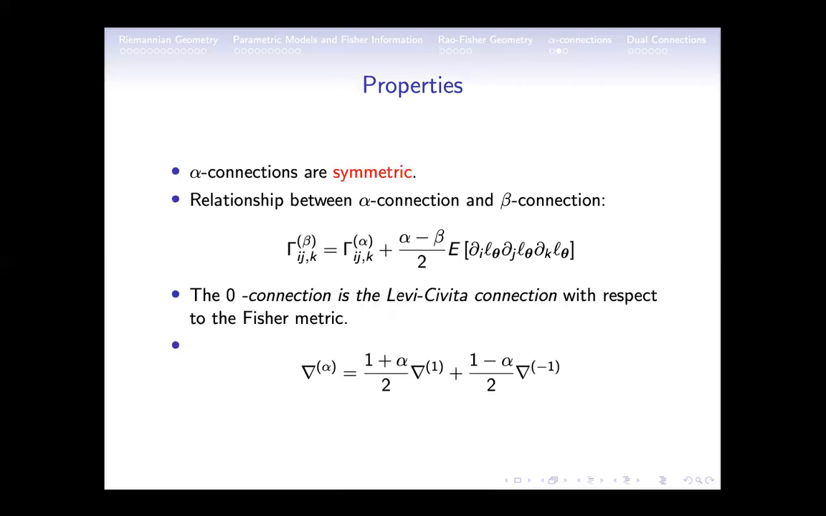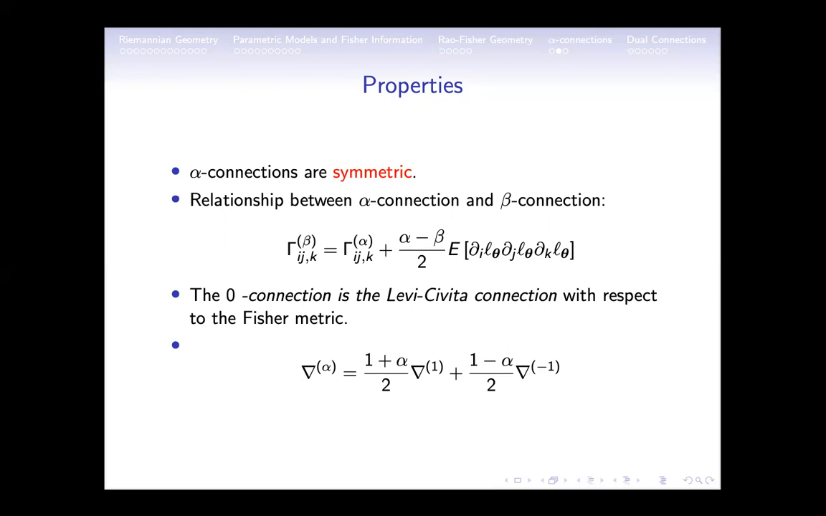Here are a few properties. First, alpha connections are symmetric, or torsion free, and that's a very nice property to have. The second gives us a relationship between the alpha connection and the beta connection in a very nice way. These all have geometric interpretations. If I had time, I could have spoken a little about this, but anyway. Then the most important thing is the zero connection, nabla zero. We denote the alpha connection as nabla alpha.